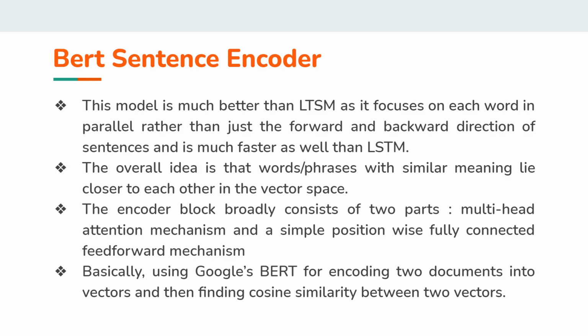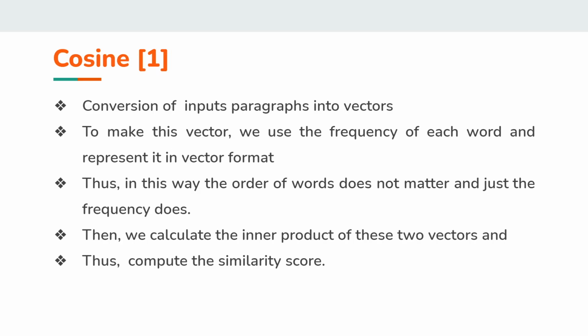Basically, we are using Google's BERT sentence encoder for encoding two documents into a vector and finding the cosine similarity between these two vectors. The next feature is cosine 1, conversion of input graphs into vectors, and to make this vector we focus on the frequency of each word and we represent it in a vector format. Thus in this way the order of the words does not matter and just the frequency does. Thus we can calculate the inner product of these two vectors, and then finally we have the score.